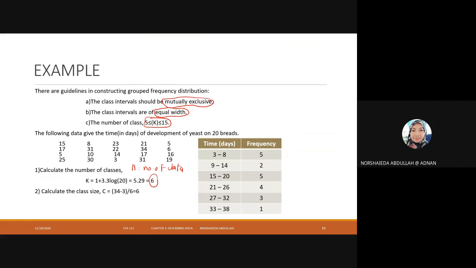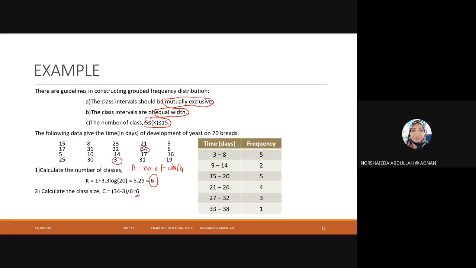And then we calculate the class size. Class size is largest data minus smallest data over K. We find the largest data. The largest is 34. Smallest data is 3. So 34 minus 3 over K. K we got earlier is 6. K equals 6. So over 6, we get 6. Our class size also equals 6.